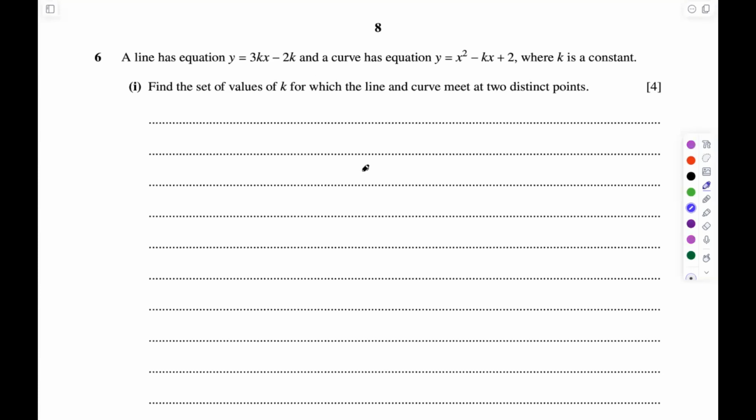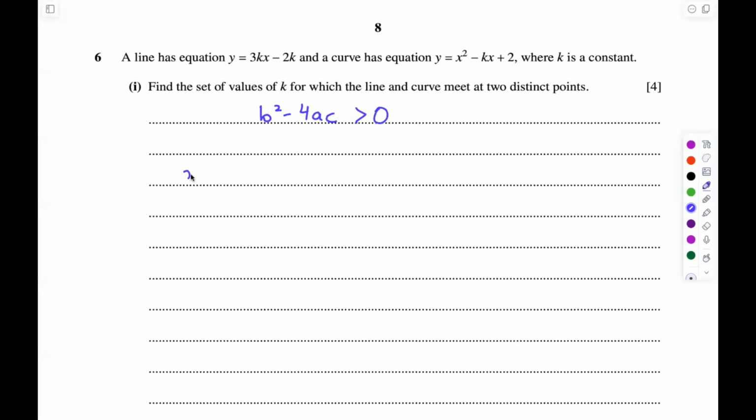In question 6, a line has equation y equals to 3kx minus 2k and a curve has equation y equals to x square minus kx plus 2 where k is a constant. In part 1, we have to find the set of values of k for which the line and the curve meet at two distinct points. Now, if we have an unknown constant and a quadratic equation, it means we'll have to use the discriminant, which is b squared minus 4ac. And as the line and the curve are meeting at two distinct points, it will be greater than 0.